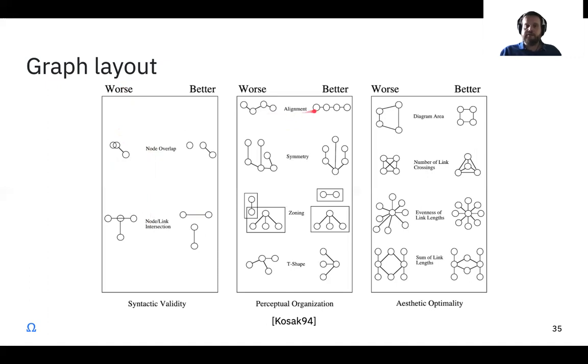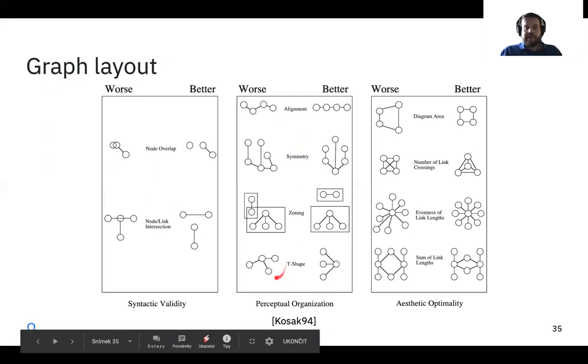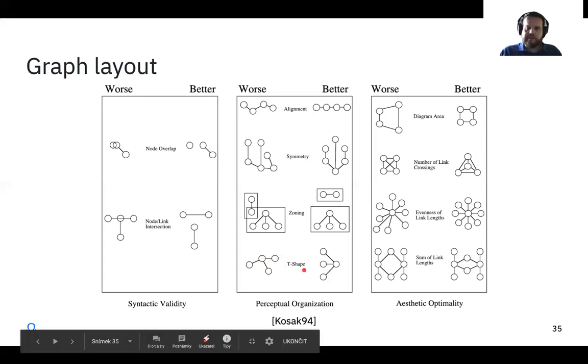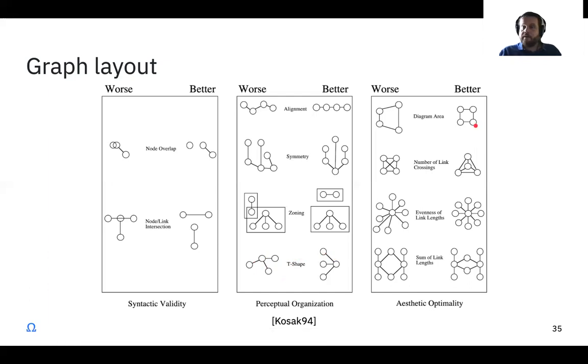If we can, it's best to align everything in line. Symmetry is very pleasing to the eye, so this goes even back to the Gestalt laws. Zoning, if you have different zones or subgraphs that are significant, it's best to split them if you can. A T-shape is usually best if everything is regular. I think it's a bit weird. It's called T-shape, but you know, make it nice and regular here. Try to draw regular polygons if you can. Reduce the number of link crossings.